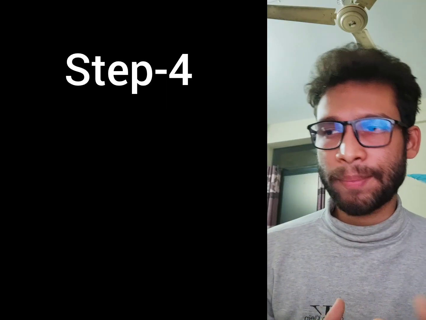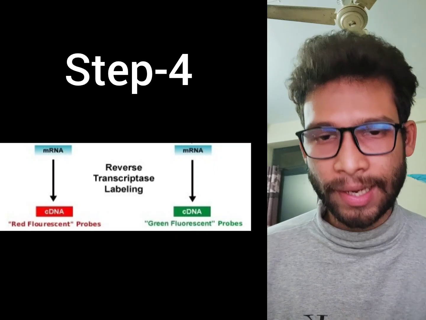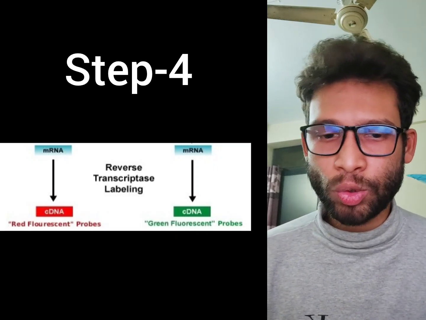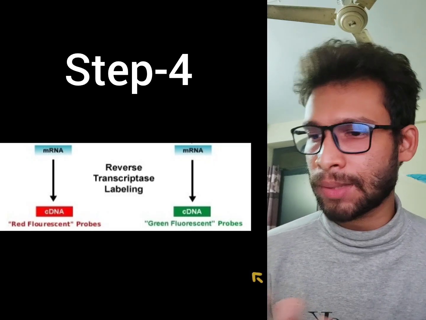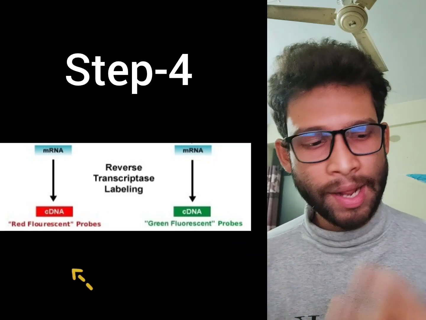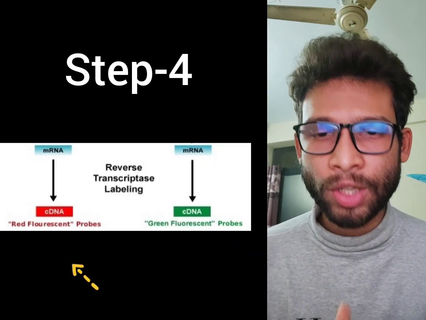In the fourth step, which is called labeling of the cDNA, you need to label the cDNA with different fluorescent dyes. For example, one sample could be labeled with green dye and the other sample could be labeled with red dye. So it is easier for you to distinguish the two samples during analysis.